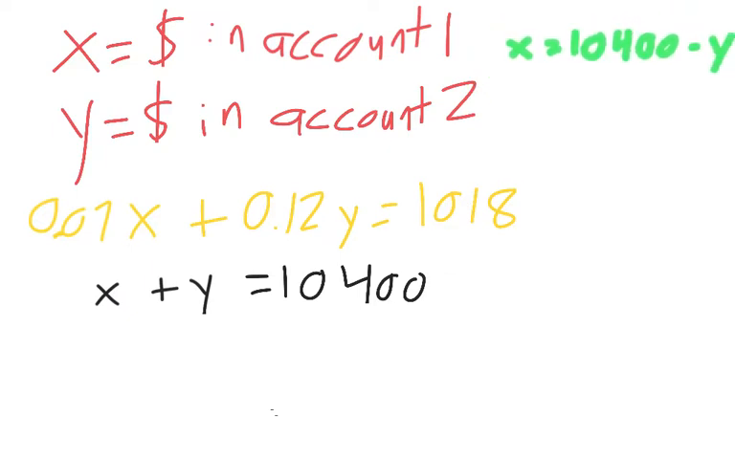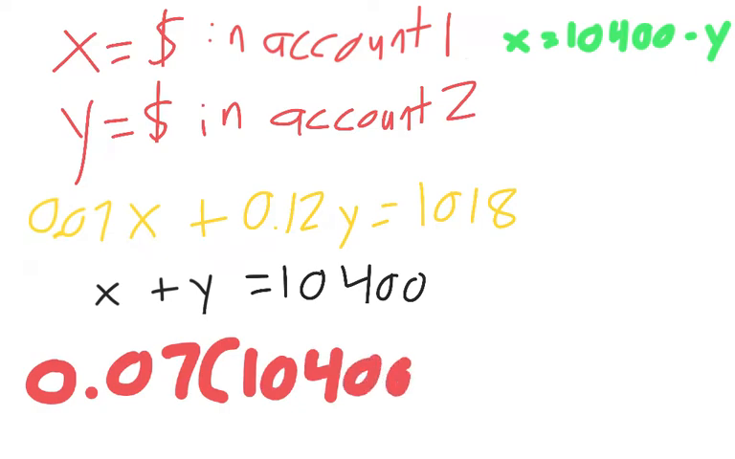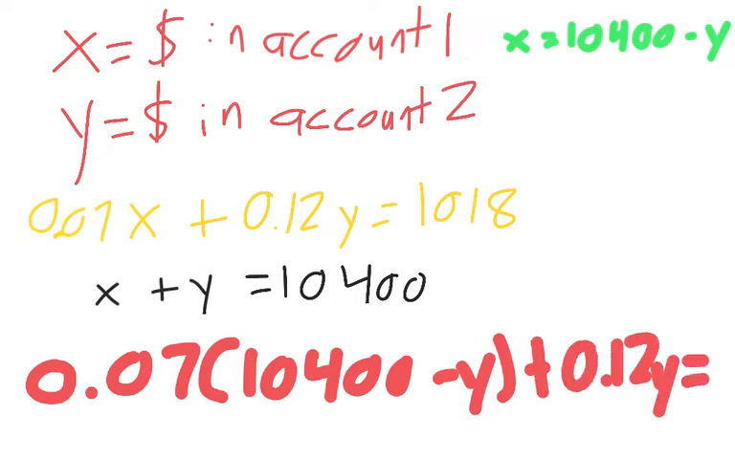Okay, so I've got x equals 10,400 minus y. Plug that in to the top equation. So 0.07 times (10,400 minus y) plus 0.12y equals 1018.